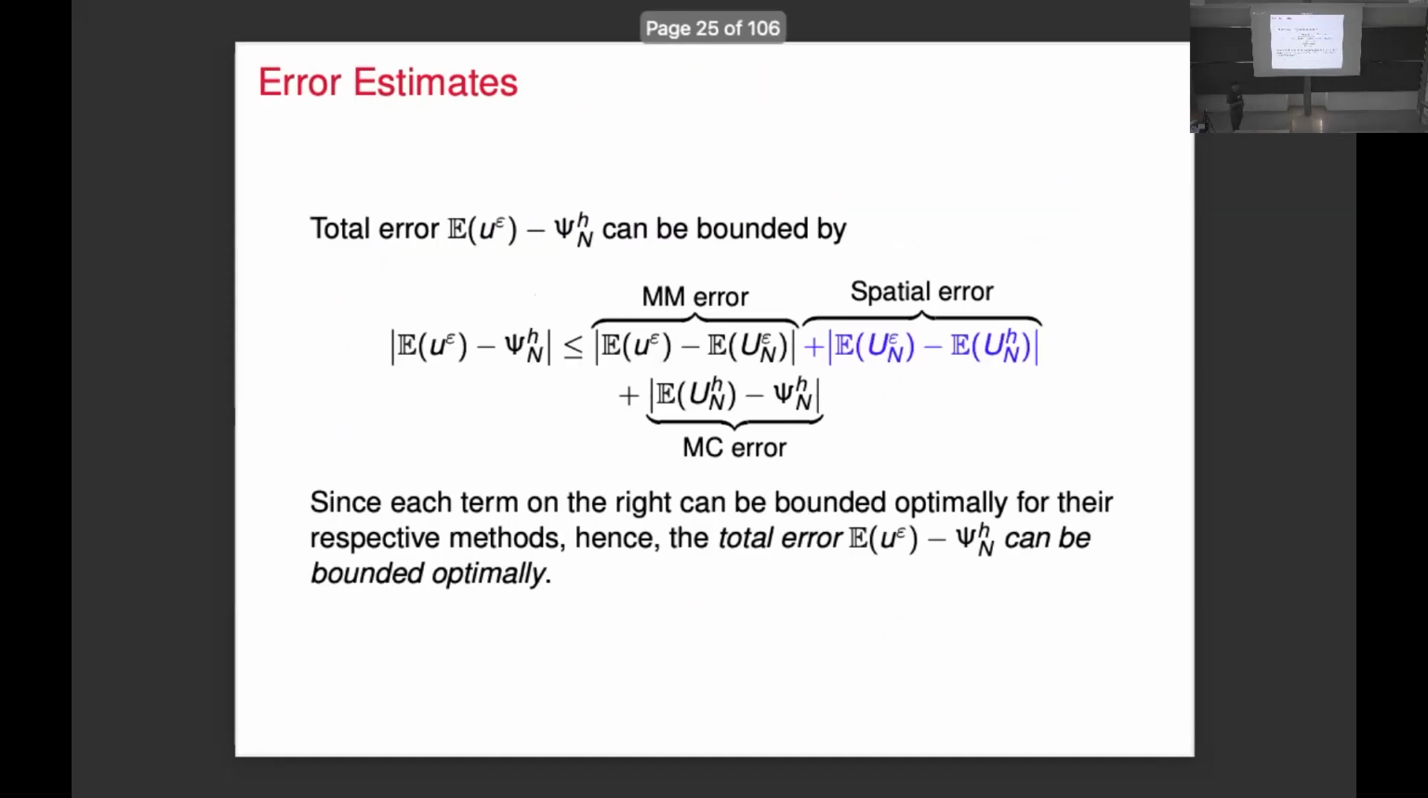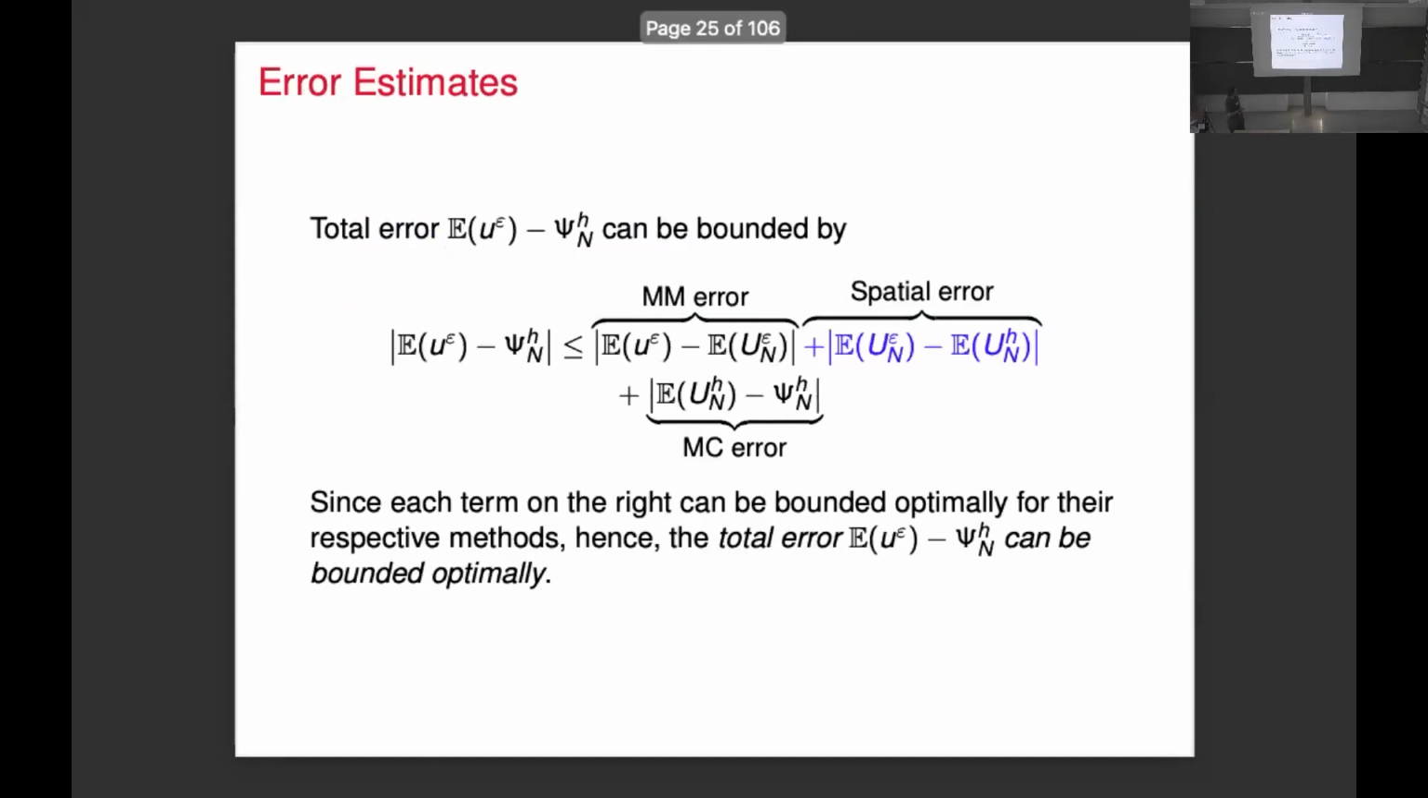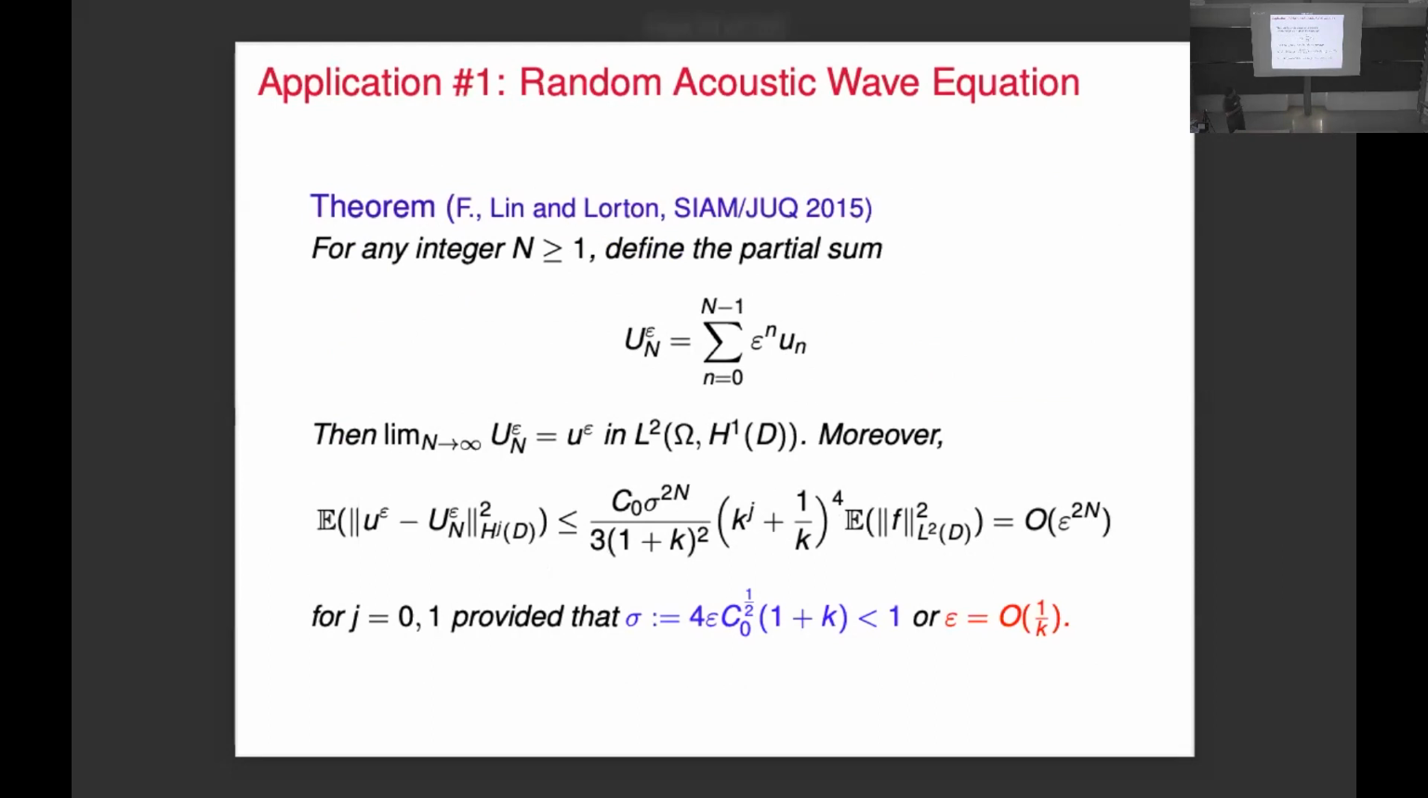So can you go back? This is interesting. Which one? The previous one, the theorem. Oh, here. Yes. Because you need sigma less than 1. So there's a restriction on the noise strength. It's as expected, it should relate to the wavelength. It's not a surprise.